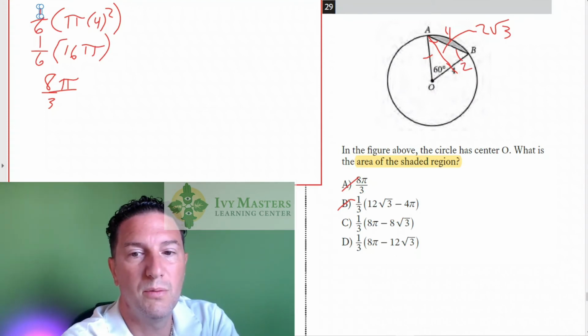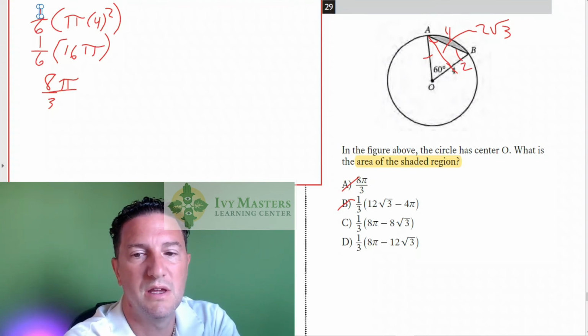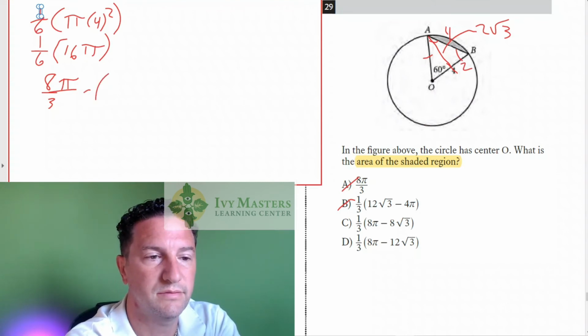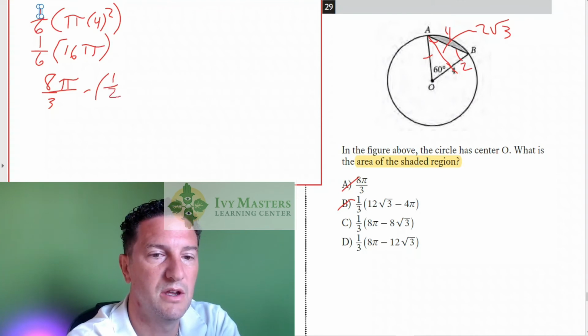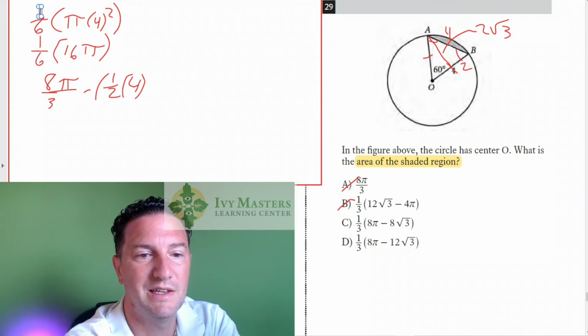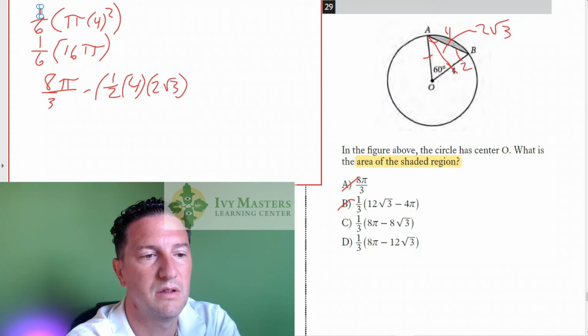And remember, the formula for the area of a triangle is 1/2 base times height. What am I doing here? I'm taking the area of the sector and subtracting the area of the triangle. So 1/2 of 4 times the height, 2 root 3. We get 8 pi over 3 minus, and this cancels, 2 times 2 root 3, which is 4 root 3.